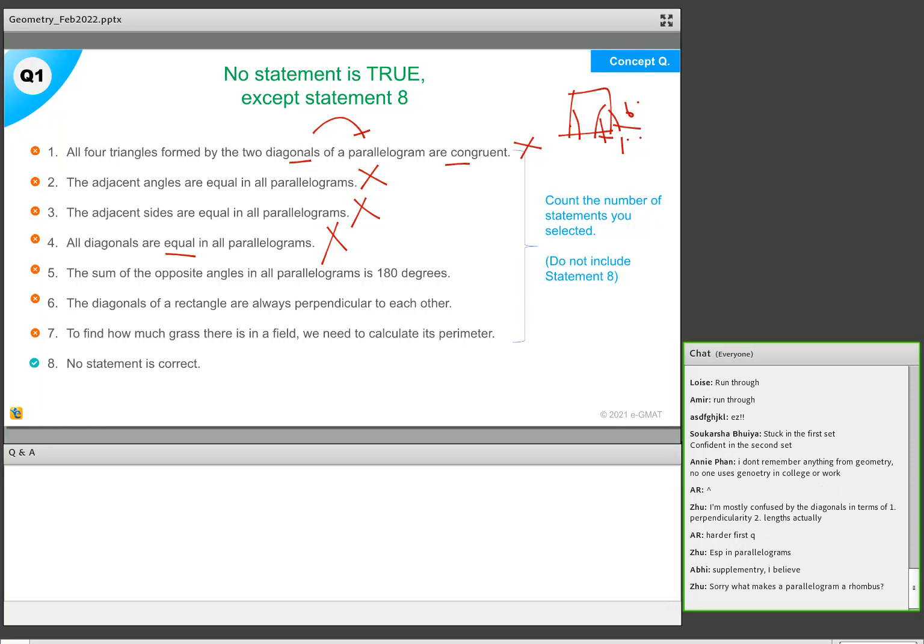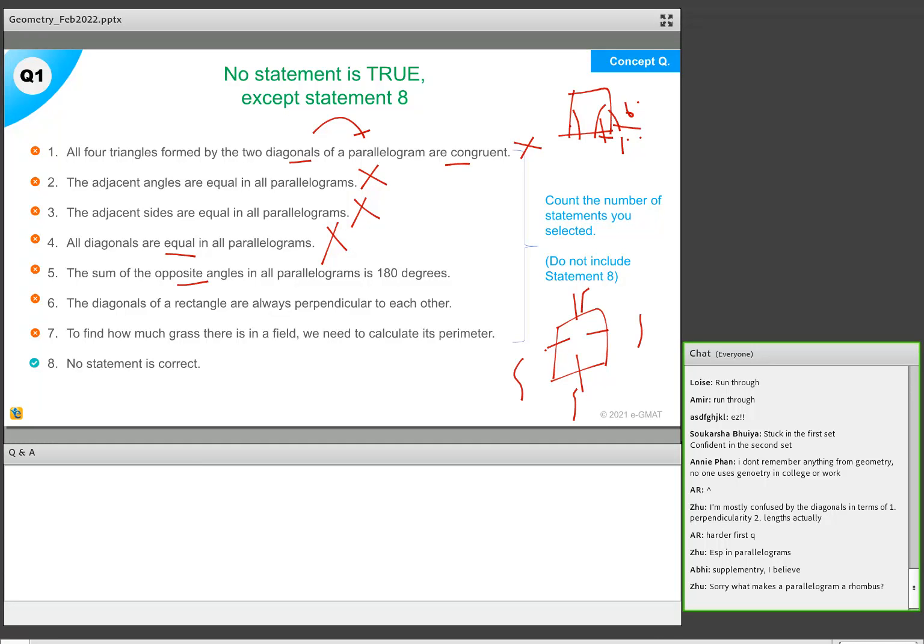Sum of opposite angles in a parallelogram. Okay, I'll answer that question. So what makes a parallelogram a rhombus? Imagine a parallelogram where all the sides are equal. In a typical parallelogram, opposite sides are equal, but not the adjacent sides. If all the sides are equal, that makes it a rhombus.